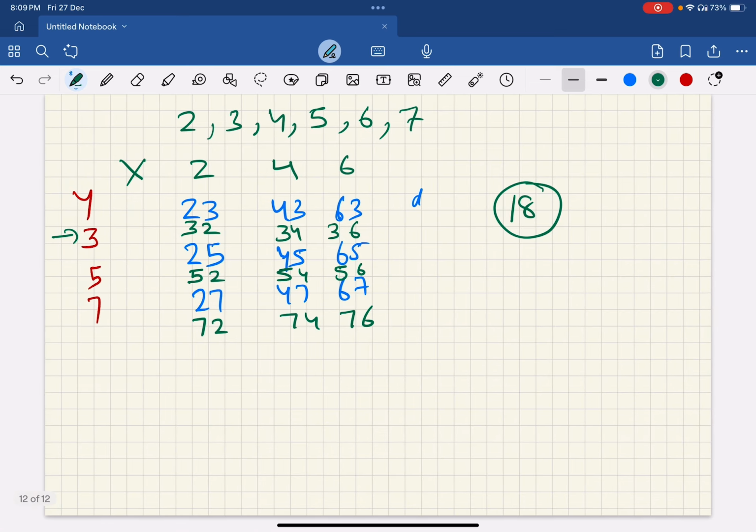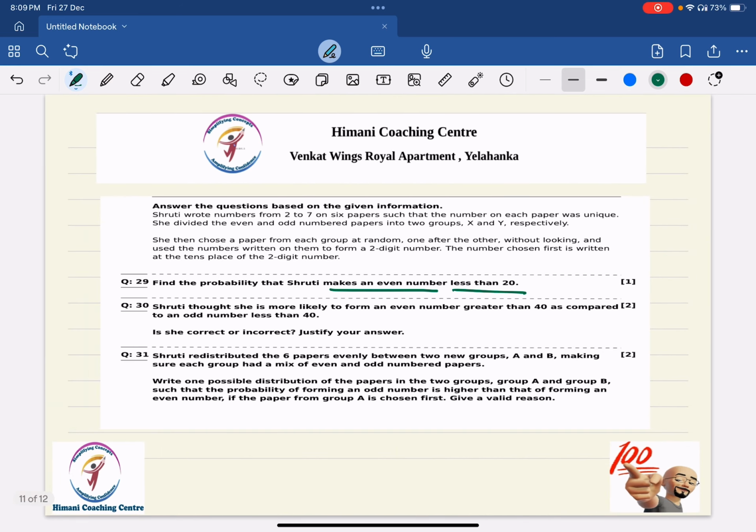So students, just look here. The least number we are getting here is 23. So there is no possibility that we can get a number less than 23. So that she gets an even number less than 20, the answer is going to be 0. You have to just make that statement.